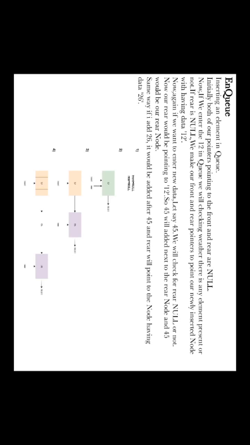Now again, if we want to enter new data, let's say 45, we will check whether rear is null or not. Now our rear would be pointing to 12, so 45 will be added next to the rear node and 45 will be our rear node. Same way, if I add 26, it will be added after 45 and rear will point to the node having data 26.